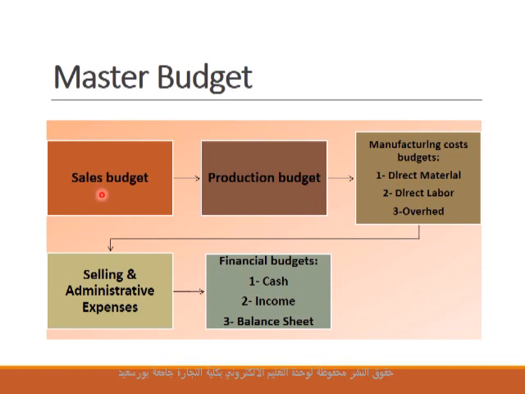The sales revenue budget is prepared at first, then the production budget is prepared. Following this, individual budgets are prepared for each manufacturing cost element, including direct material, direct labor, and manufacturing overhead. Following this, selling and administrative expense budget is prepared. And finally, financial budgets can be prepared using information from the previous operational budgets, including budgeted cash flows, budgeted income statement, and budgeted balance sheet.